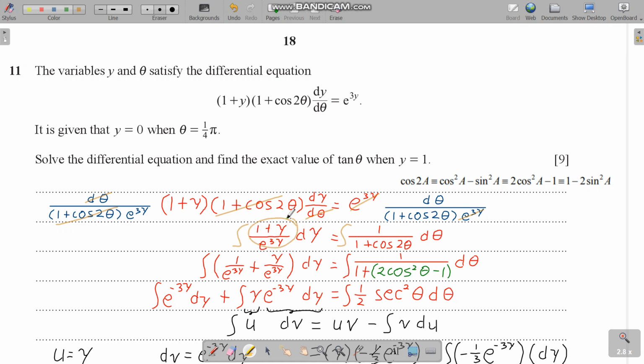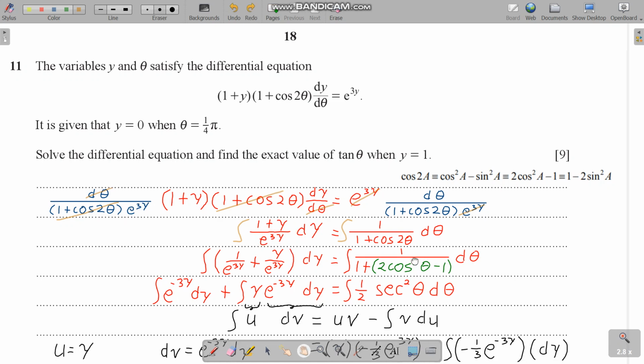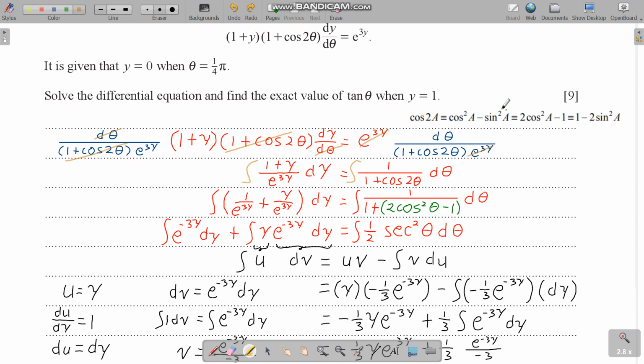Now we cannot integrate this directly, so we have to split the fraction into 1 over e to the 3y and y over e to the 3y. And for the right hand side, we have to use the formula for cos 2 theta. So we use this form, cos 2a equals 2 cos squared minus 1. We don't use the other forms because the goal is to cancel out this one with minus 1, so we can have something without a constant and we can integrate.